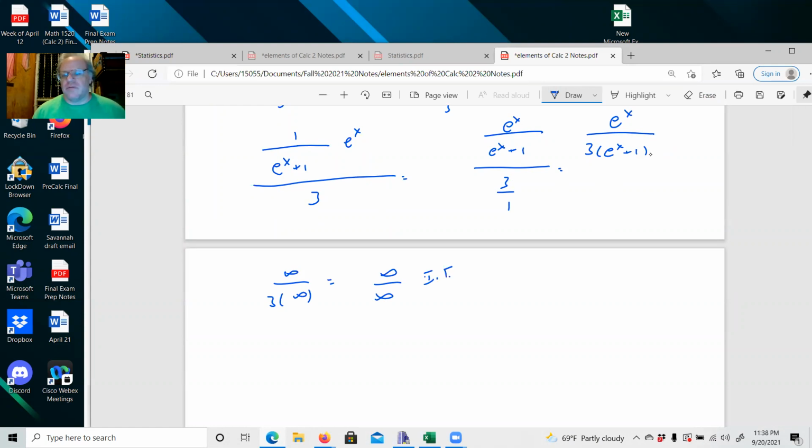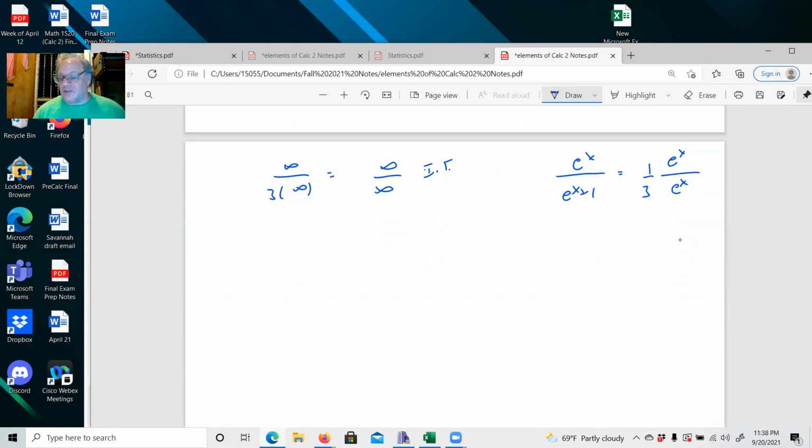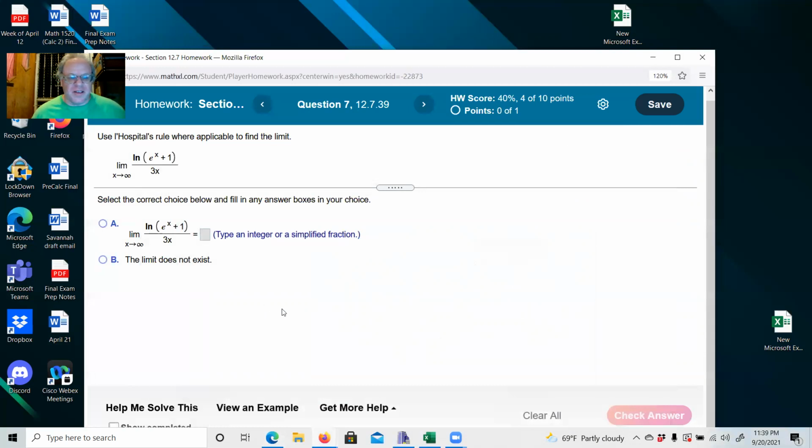Okay. Now, pull the 3 out for a moment. We just have e to the x over e to the x plus 1. If I take the derivative of the top, what are we going to get? E to the x. I take the derivative of the bottom, we end up with e to the x. Okay. Not that bad. So here's my 1/3. All right. So here we go. And we can cancel these, right? And then it looks like we're about set. Okay. Let's take a look at the problem here.